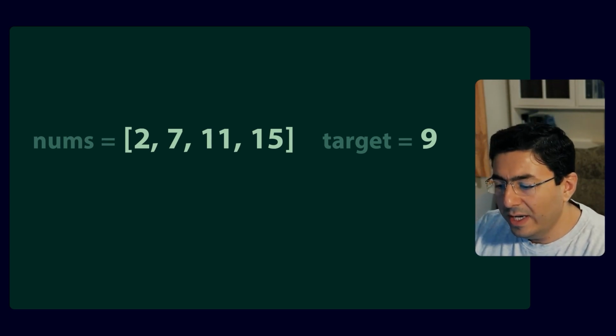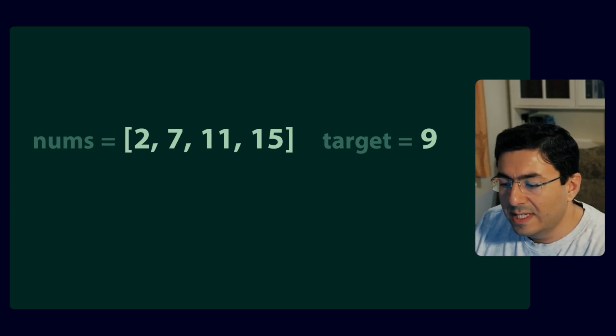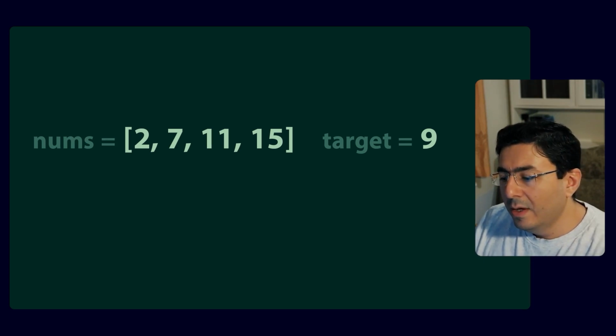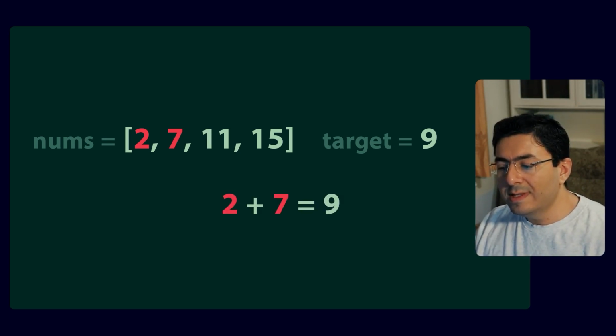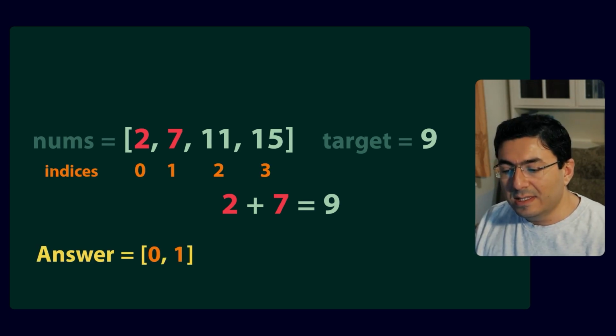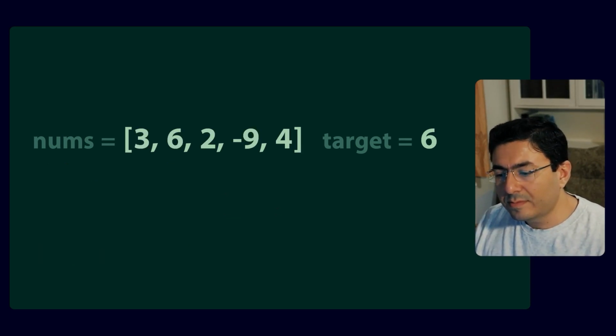Suppose we have an array of integers 2, 7, 11, and 15, and a target value of 9. We need to find 2 numbers in the array that add up to 9. From the given array, we can see that 2 and 7 add up to 9. So the answer should be the indices of 2 and 7, which are 0 and 1. Let's take a look at another example.